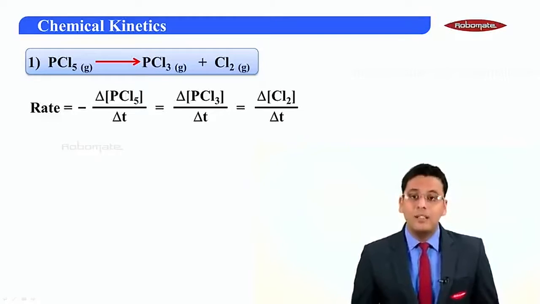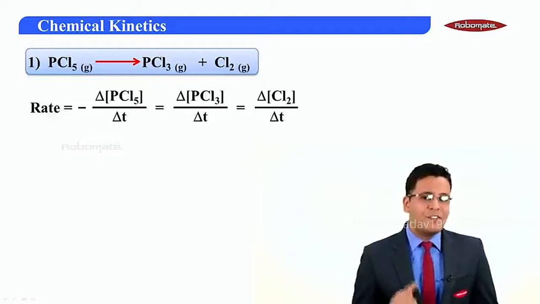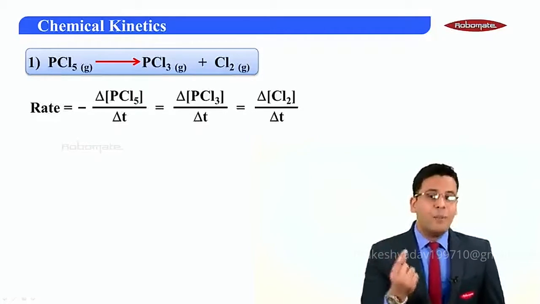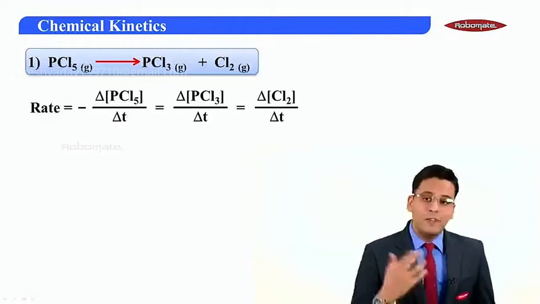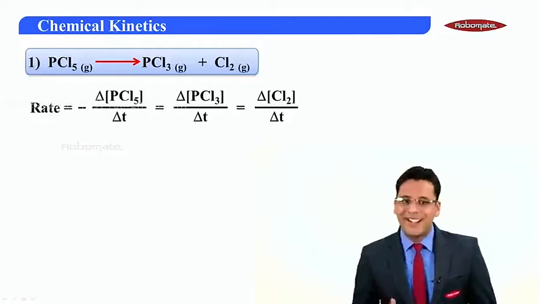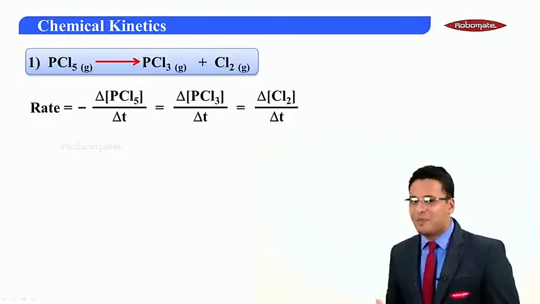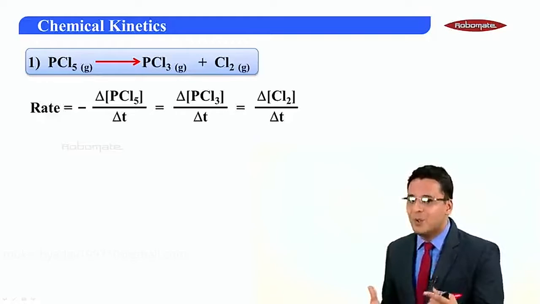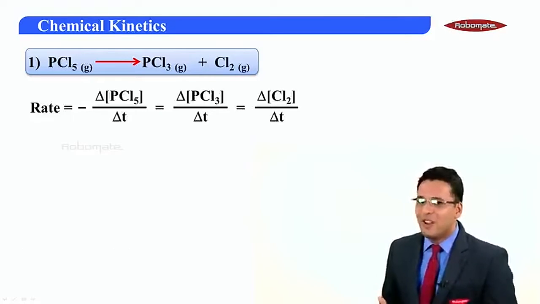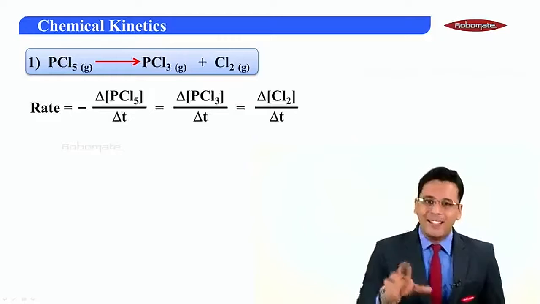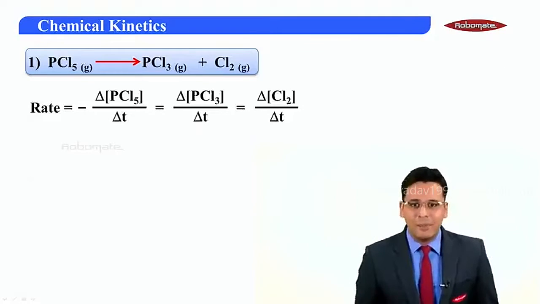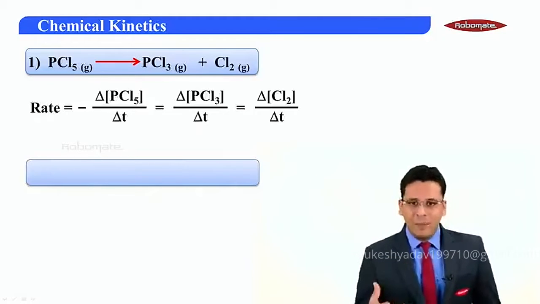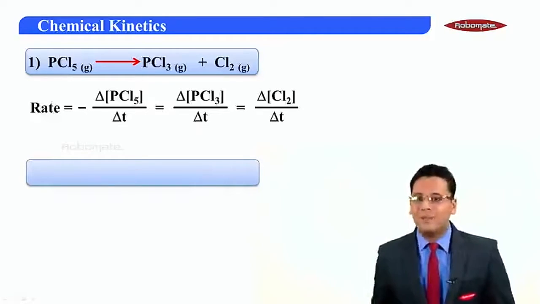Now here, if you observe carefully, when one molecule of PCl5 reacts, one molecule each of PCl3 and Cl2 will be formed, which means that the rate of decomposition of PCl5 is equal to the rate of formation of PCl3 and Cl2. Isn't it easy, my friends? Let's take another example. Now, this example will be slightly different from the earlier one, but let's take a look at it.